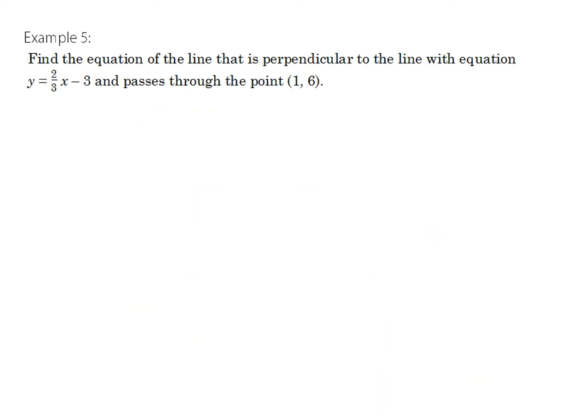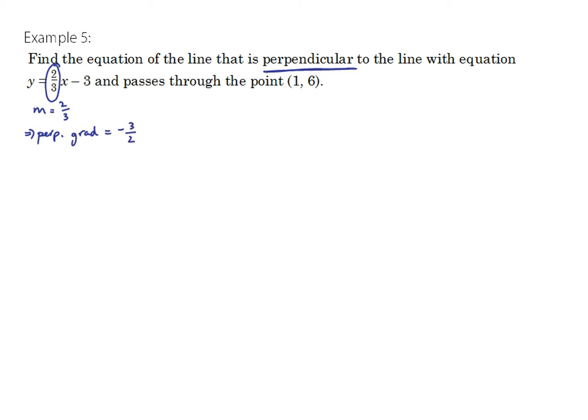The last example here, we want to find the equation of the line that is perpendicular to the line with equation y equals 2/3 x minus 3 and passes through the point 1, 6. So our line needs to be perpendicular to this line, and this line has a gradient of 2/3, which means that for our problem, the perpendicular gradient will be the negative reciprocal of 2/3, so -3 on 2.